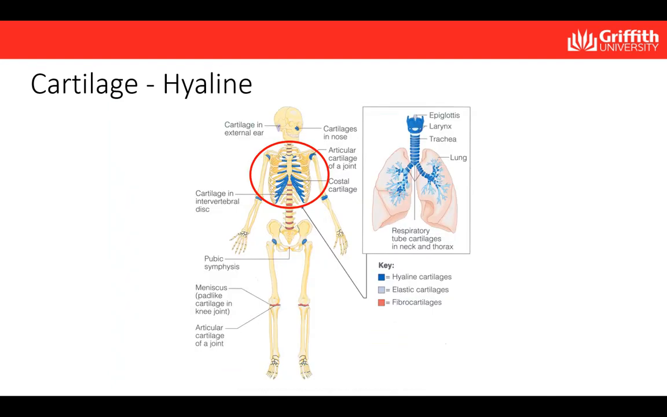The following figure shows the location of hyaline cartilage in our body, such as the connections between the ribs and the sternum, and the respiratory tubes shown here.